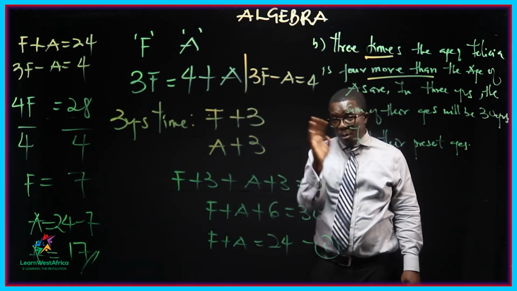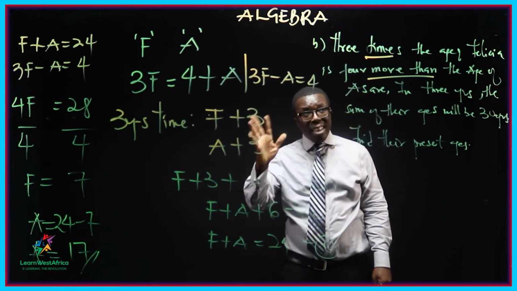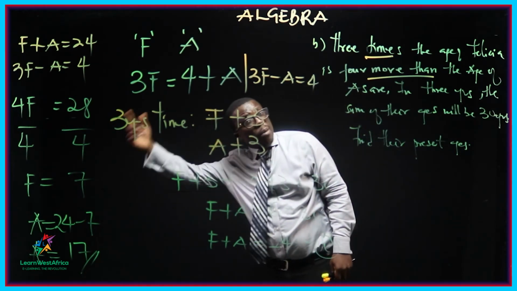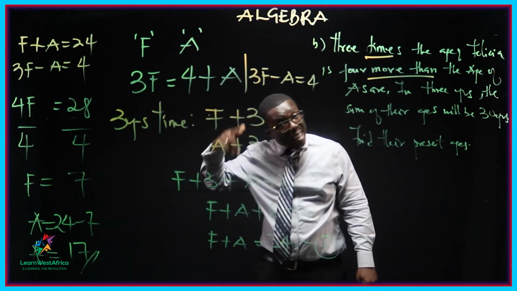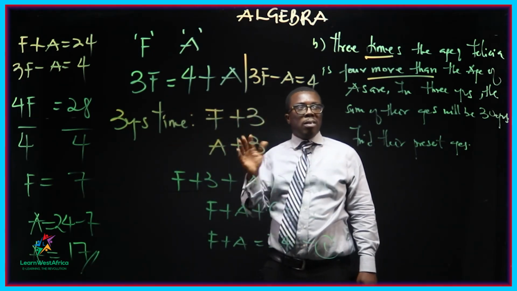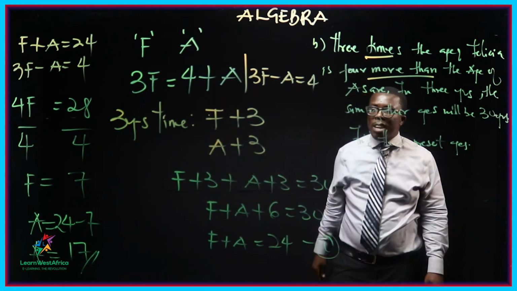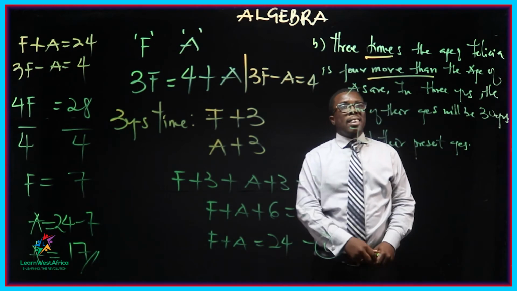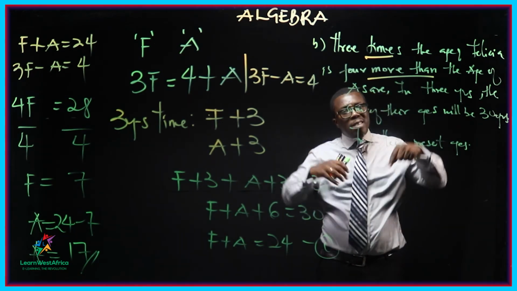For these problems, the key words to look out for are times, more than, less than, 3 years time. Our answer is: Felicia is 7 years old and Asari is 17 years old. That is their present ages.